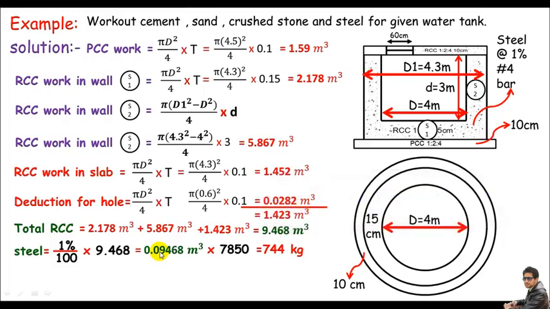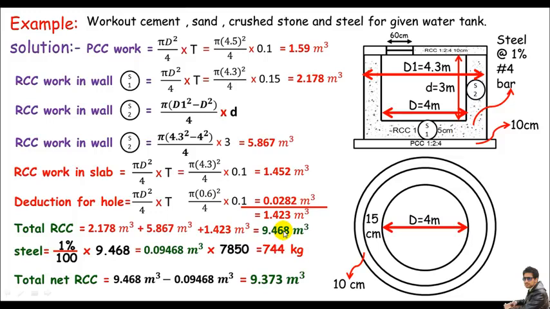Now let's talk about the total net RCC work, right? To calculate the cement, sand, crushed stone, right? And this will be just assumed as PCC. So how? This is just the total RCC work containing the steel, right? I'll just subtract steel from this, which is 0.09468 cubic meter steel. So I can say 9.468 negative the volume of steel, which is of course 9.373 cubic meter.